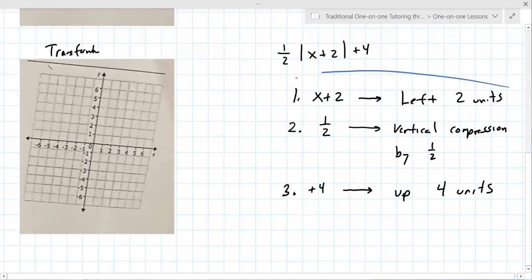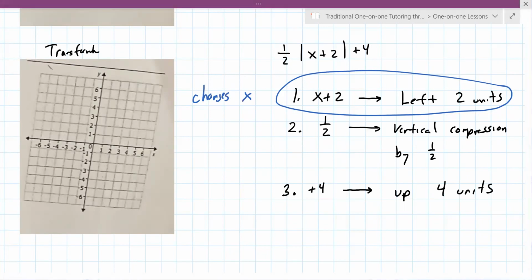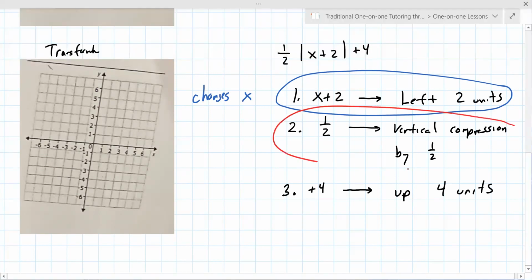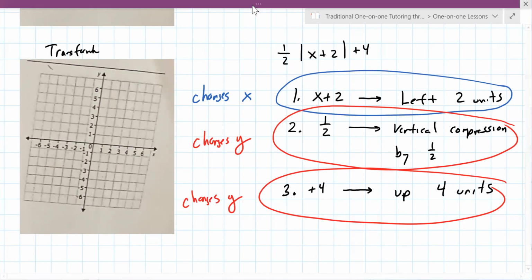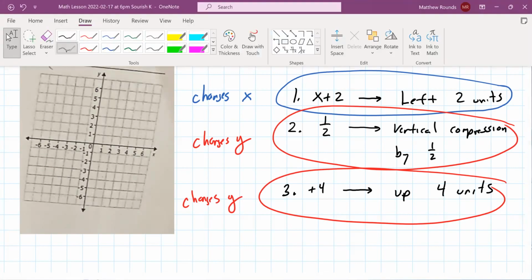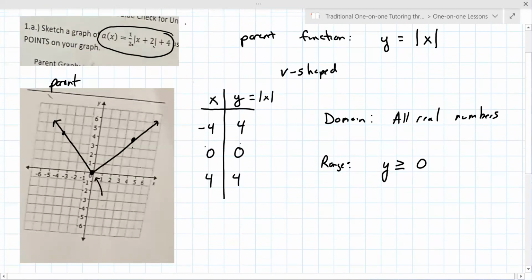So this first transformation changes x. The second transformation changes y. And the third transformation also changes y. So we're going to do these together and then we're going to graph it. I'm going to go back and grab this parent function here.